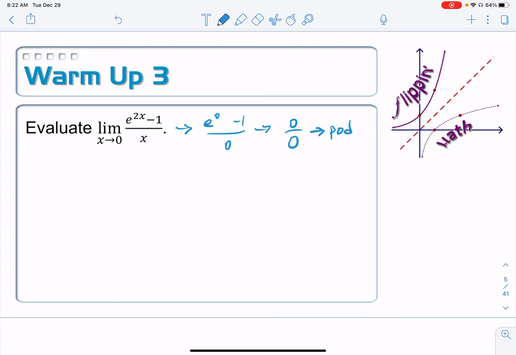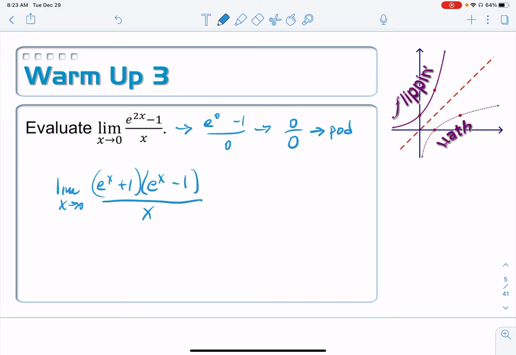Okay, so with the 0 over 0, we had things like what we can try is factoring. Let's try to factor this thing. It looks factorable. Looks like the difference of two squares that's right here, right? So let's try that. So the limit as x goes to 0, this would be e to the x plus 1 times e to the x minus 1. All right, fantastic. Over x.